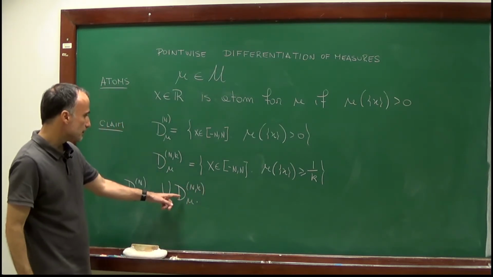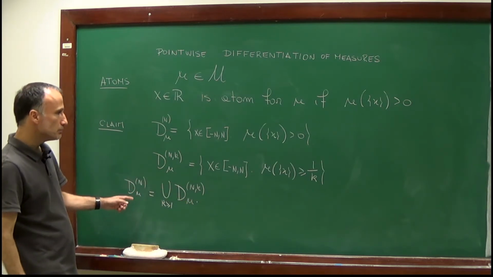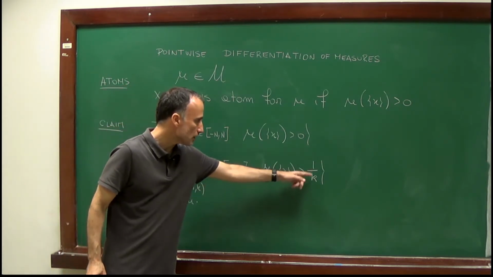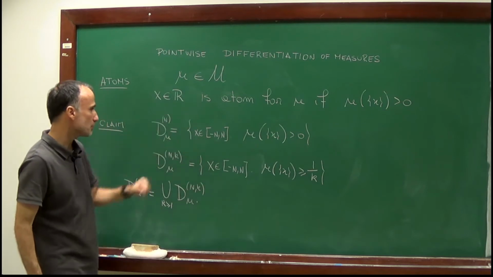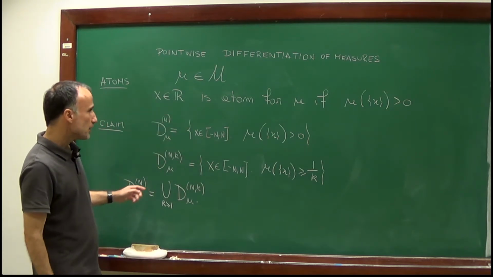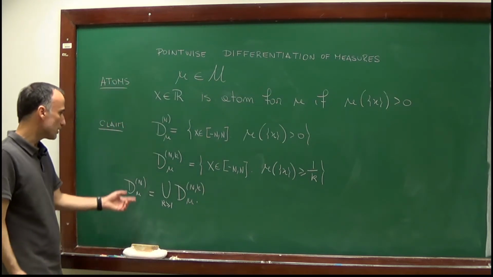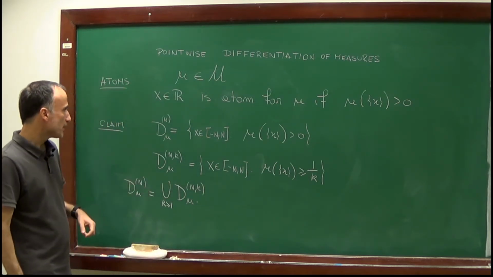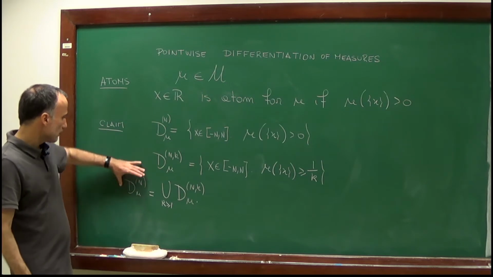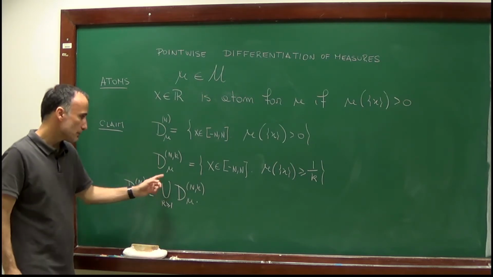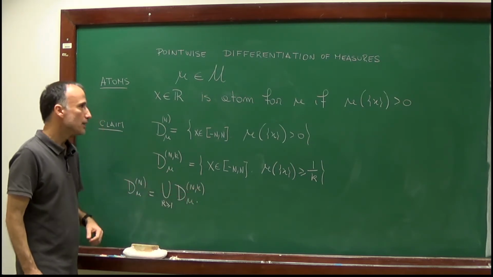It's clear that D_n^k(mu) is contained in D_n(mu), right? If mu of {x} is larger than 1 over k, then x of course belongs to this set. And on the other hand, if mu of {x} is really positive, well, it will be larger or equal than 1 over k for some k. So these two sets are equal. Therefore, in order to prove that the set D_n(mu) is countable, it's enough to prove that the set D_n^k(mu) is countable.